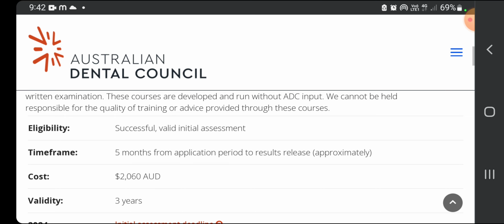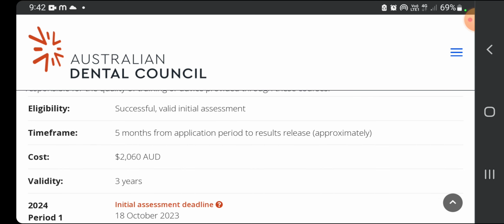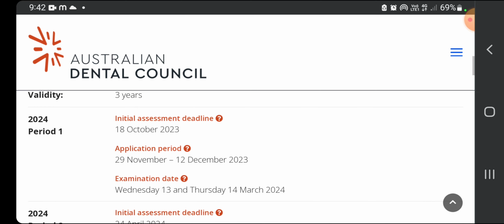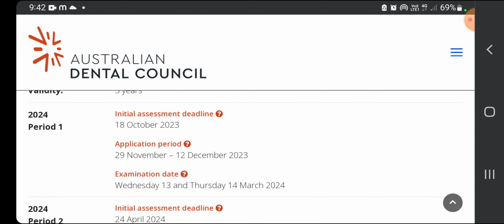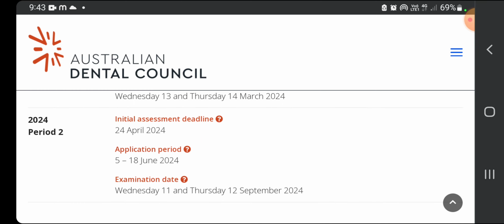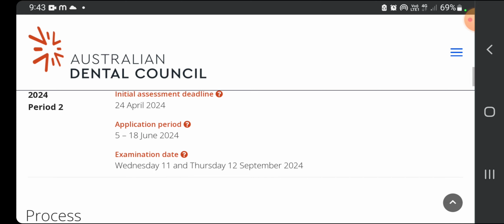Coming to the eligibility for the written examination, you need a successful, valid initial assessment. The time frame is 5 months from the application period to results released. The cost of application is 2060 Australian dollars. Validity is 3 years. And the 2024 period 1 and period 2 application time, initial assessment deadline, application period, and examination date are all given on the site with the exact dates.